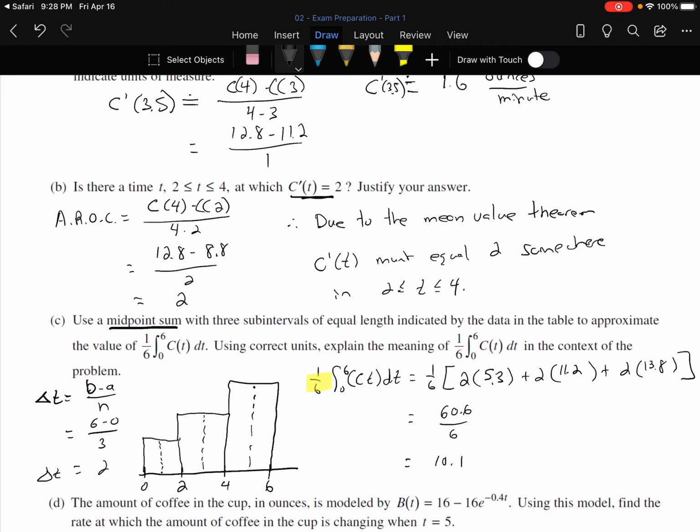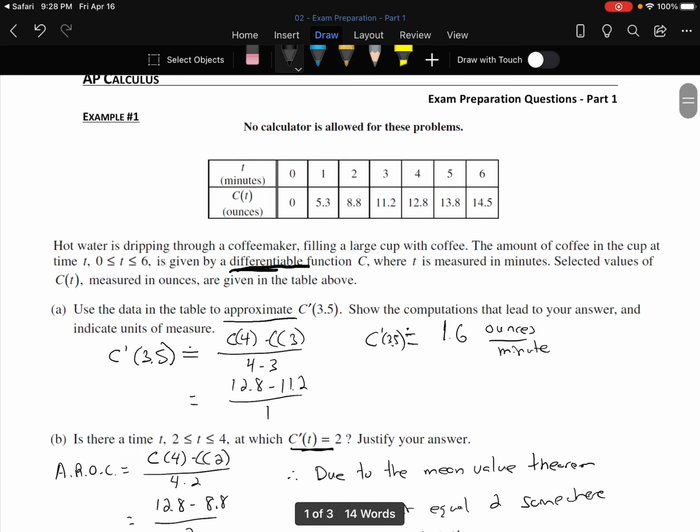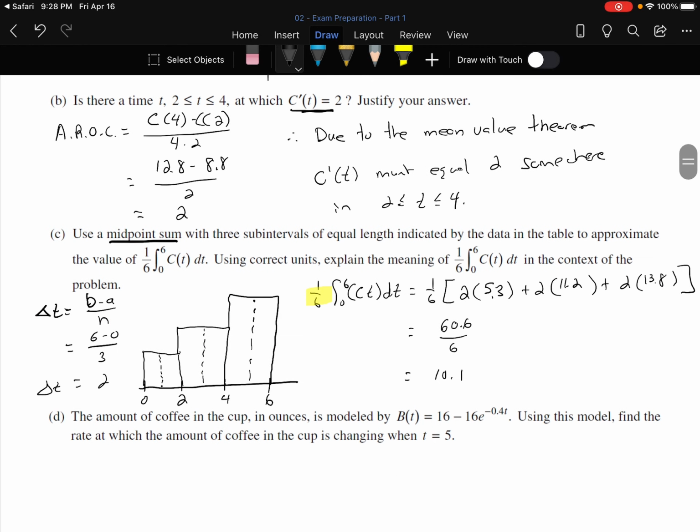C at t dt was finding the average value of cost times time, and then I was dividing by the 6, which is the time. So we get back not cost, but volume, the ounces. So this is 10.1 ounces, which is the average coffee in the cup. Yeah, that's what we're finding there.